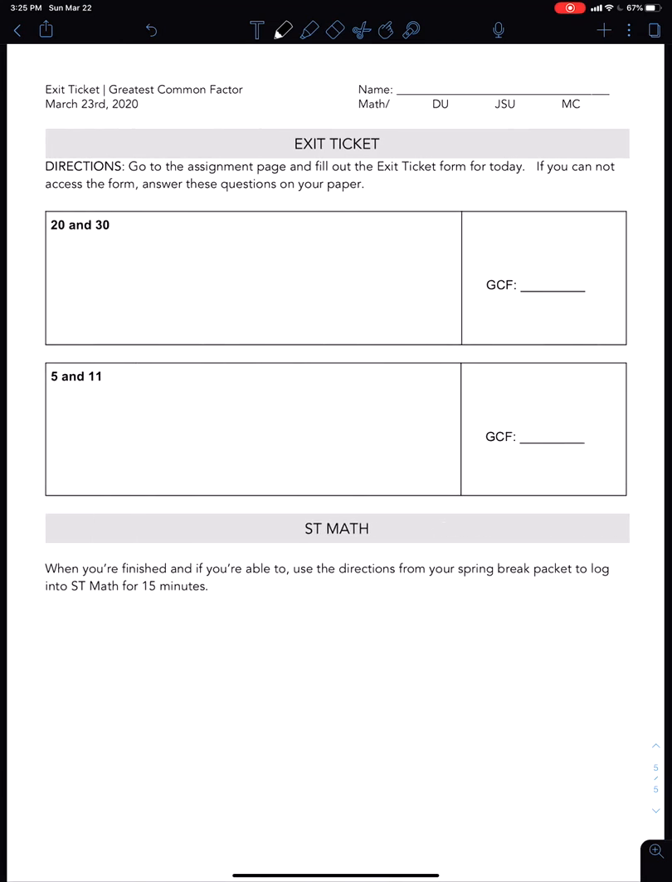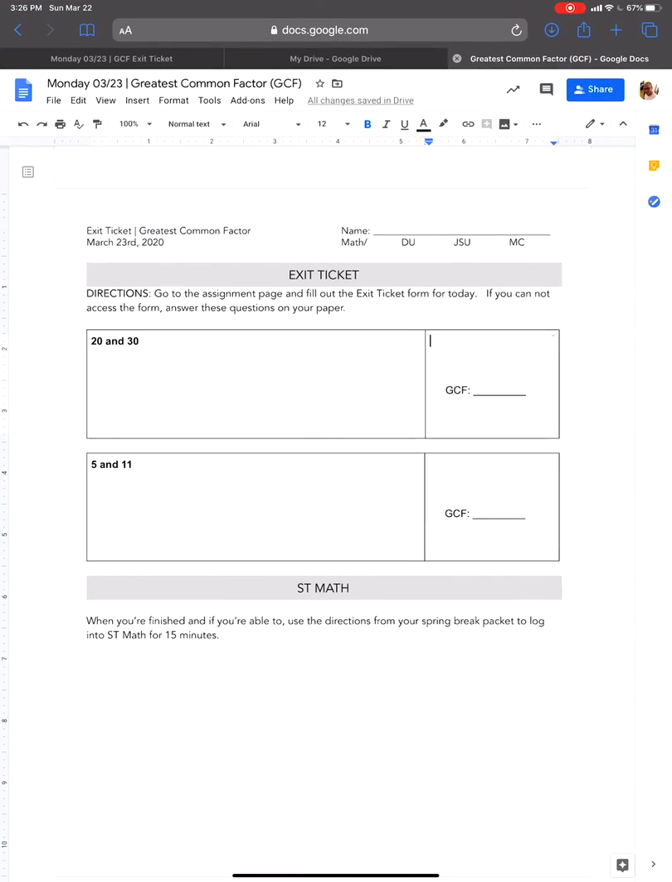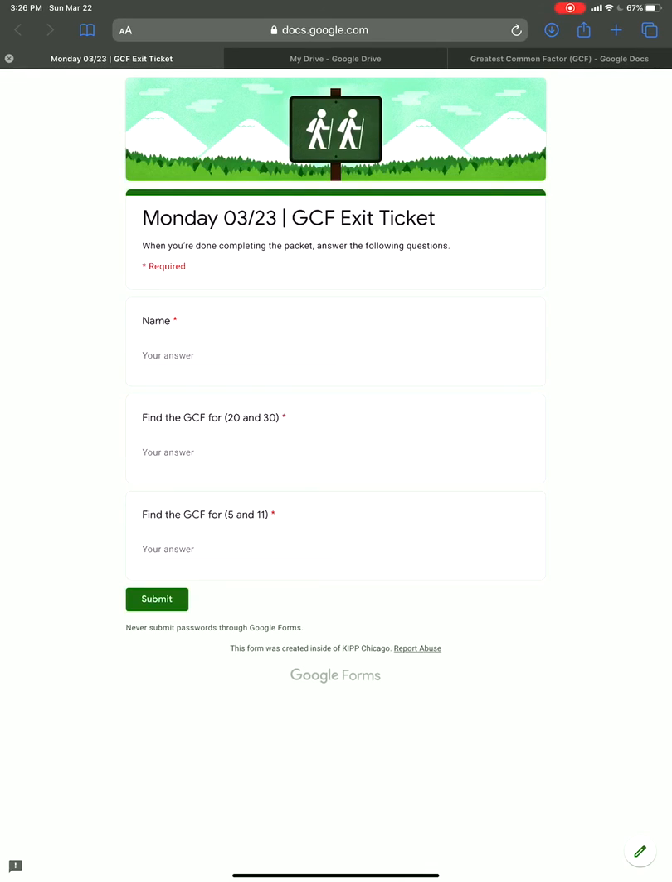Now for your exit ticket. You have two problems here. You're finding the greatest common factor for 20 and 30, and then you're also finding the greatest common factor for 5 and 11. If you're able to, you can type your answer onto the worksheet, and then when you turn it in, I'll get that. If you're not able to, then you'll have to open the greatest common factor exit ticket, which looks like this. And then when you're done, you'll click the submit button to finish.